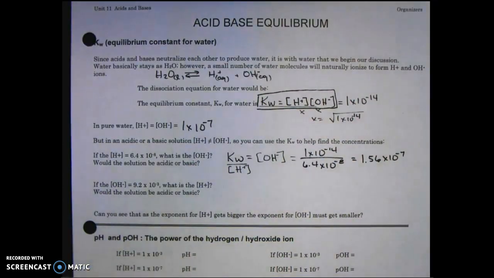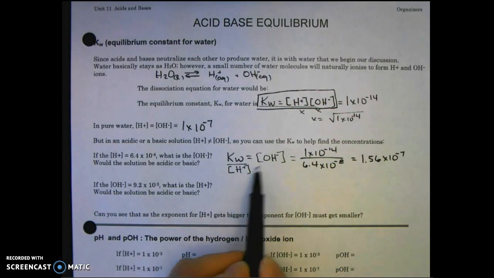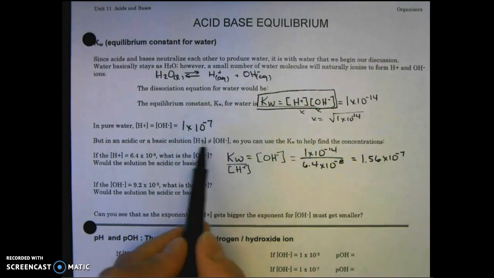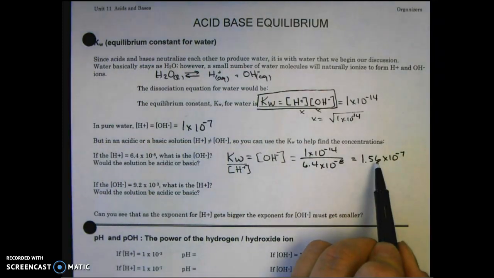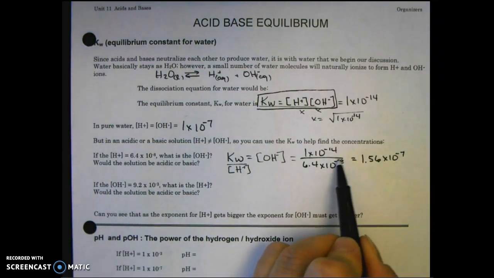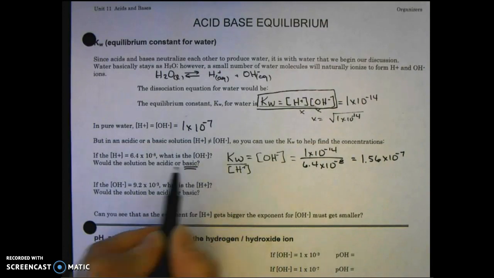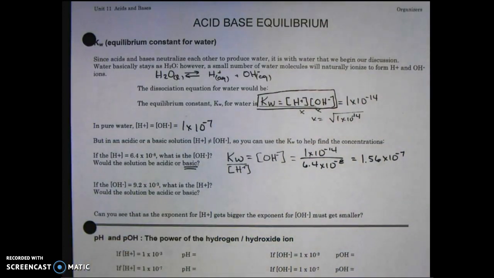So, do we have an acidic or a basic solution? How are you going to figure that out? OH minus and H plus should be equal if it's neutral. Which do I have more of? More OH minus. 10 to the negative 7 is greater than 10 to the negative 8, so this is actually going to be a basic solution.